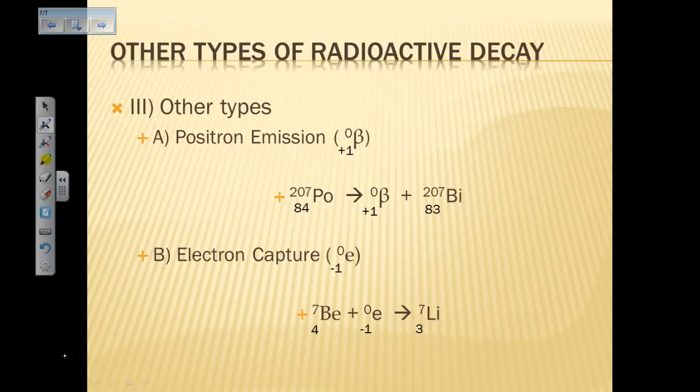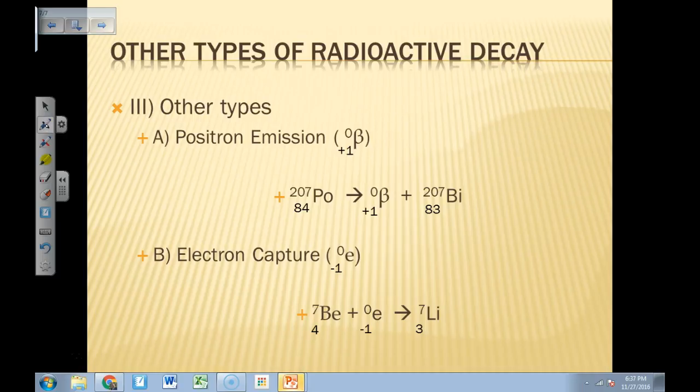Hey everybody, I just wanted to spend a little time talking about other types of radioactive decay, or other types of radioactivity. There's really only two others that I really want to talk about. Now, that's not how many we're limited to. There's a plethora of different types of these things, but two of the more common of these is something called positron emission.